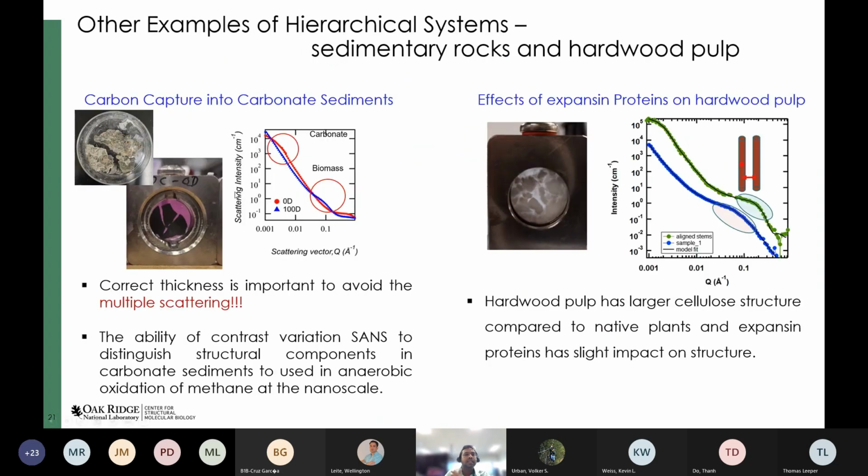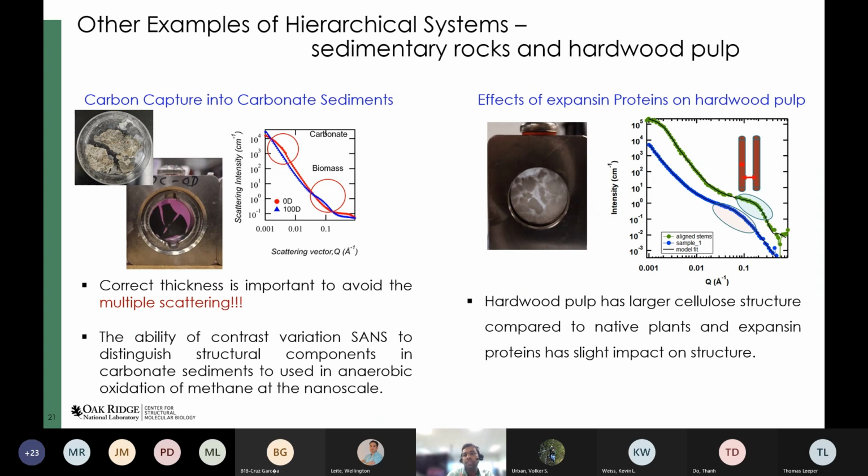So this is another example where we measure sedimentary rocks from the deep sea, where these kinds of rocks are important for methane oxidation under anaerobic conditions. This is the sample we are getting from the users. We have to cut them into thin discs and then flip them in. Here I'm showing how we cut them and how we pack them into the cells.